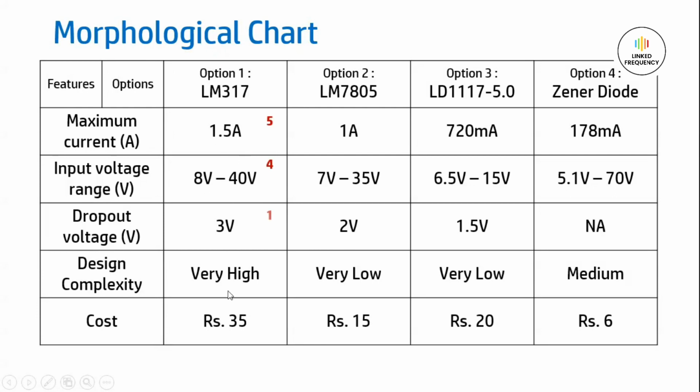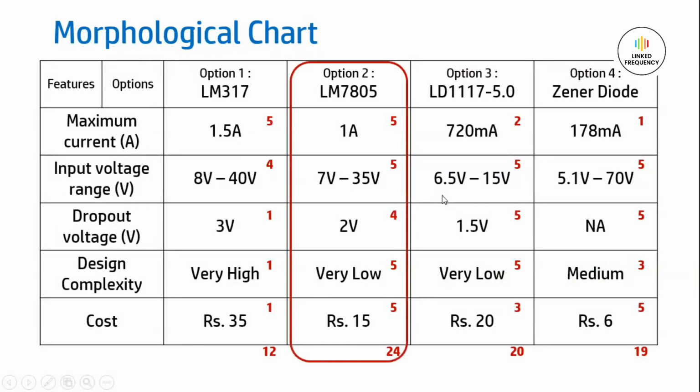Again, we will be filling in all this information by referring to the datasheet, and then we will be doing a screening and scoring methodology. By doing the screening and scoring methods, we will identify that LM7805 is the outstanding component among these 4 options. Hence, we are selecting the 7805 or LM7805 component for our 5 volt regulator circuit.